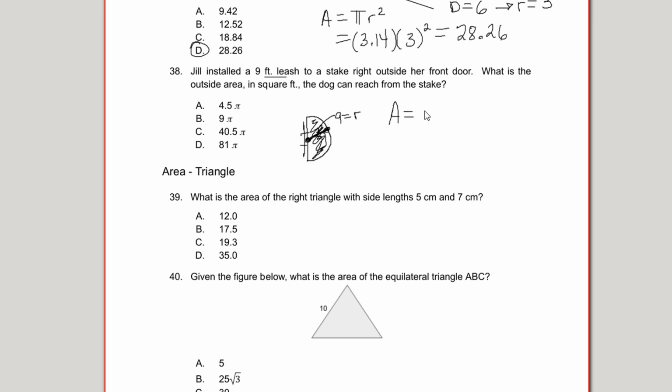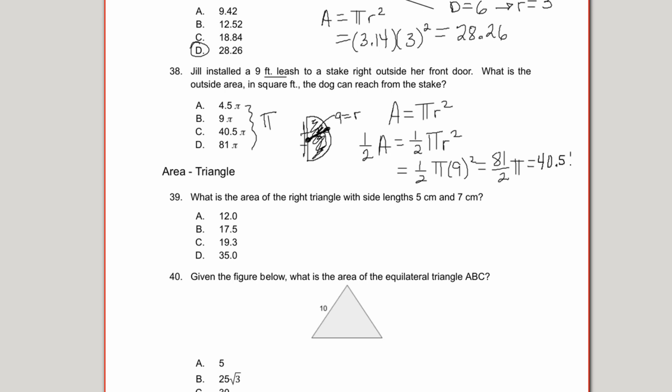So again, area equals pi r squared, but we're just doing half of that, which is 1/2 pi r squared. Also notice in your answer choices we have pi. So we can leave that. We don't have to plug anything in. We have our value for r. So let's go 1/2 pi 9 squared, which is 81. We would have 81 over 2 pi. When we plug that into our calculator, 81 divided by 2 is 40.5 pi, which is answer choice C.